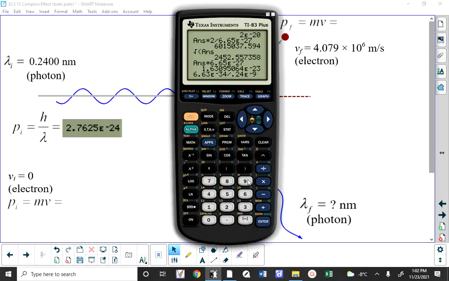I can't expect you to be able to convert 0.24 nanometers to meters in your head. So again, I think the best thing to do is just go 0.24 times 10 to the negative 9. And this is where I'm getting that number from.